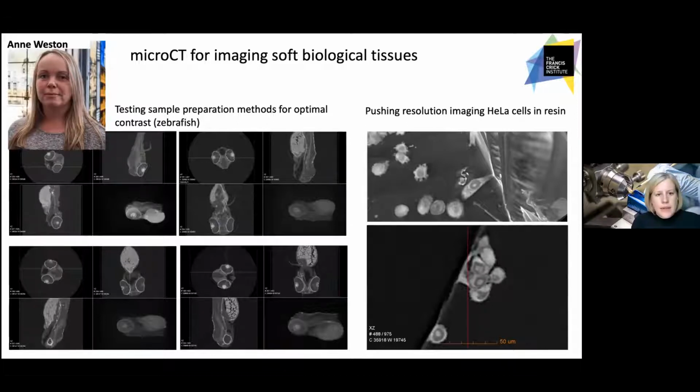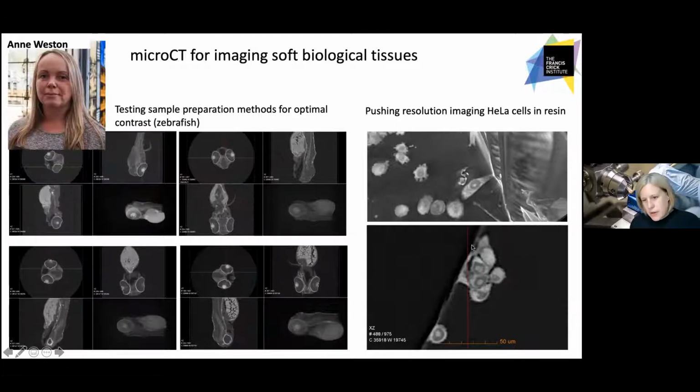Anne Weston in the lab has done a lot of work on this, looks after our Versa 510 micro CT system. She has both done testing for sample preparation to find the optimal way of preparing and supporting these samples, and has been looking at how far you can push the resolution. And I still find this really incredible.